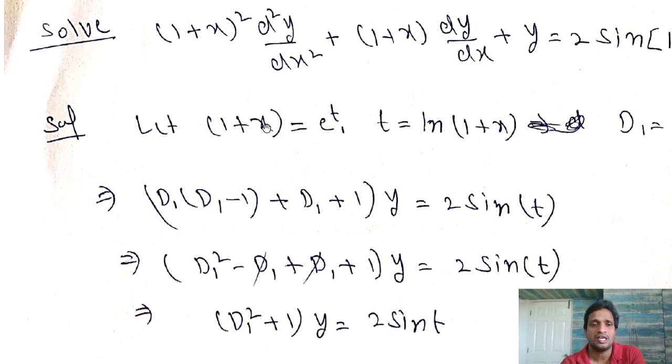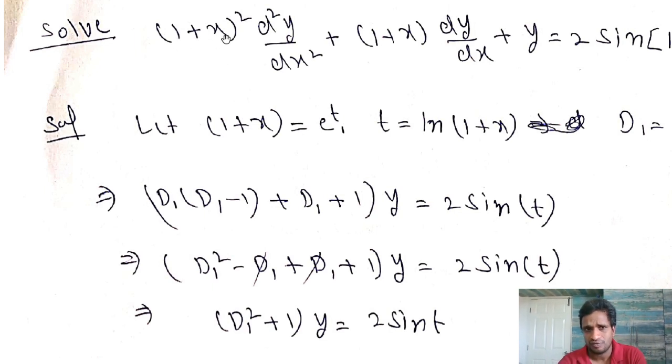So we have assumed here 1 plus x equal to e power t, then t is equal to ln of 1 plus x. And one more thing, D1 is equal to d by dt. So if I change this into the independent variable t, then this differential equation becomes D1 into (D1 minus 1) plus D1. Here the lucky thing is the value is ax plus b.